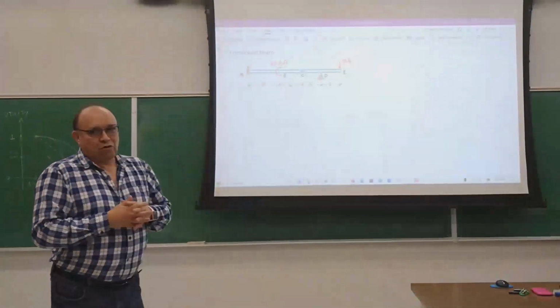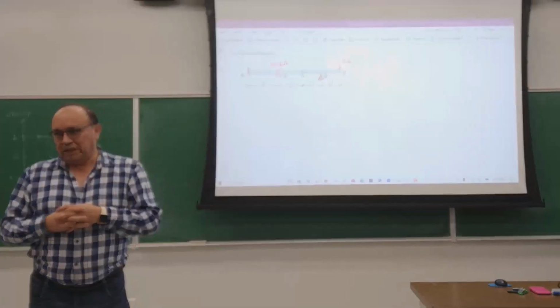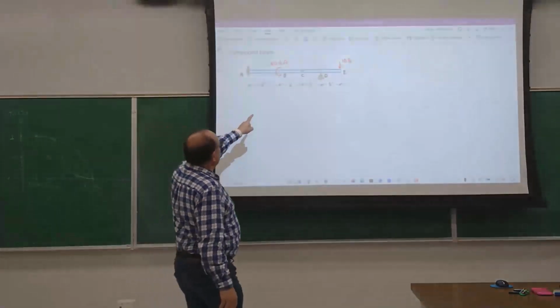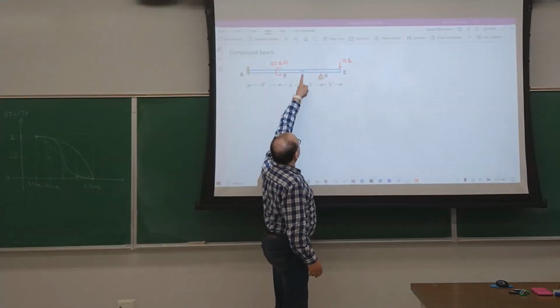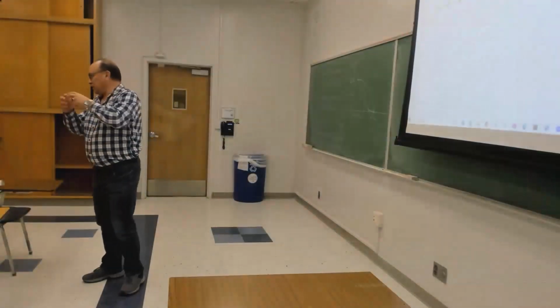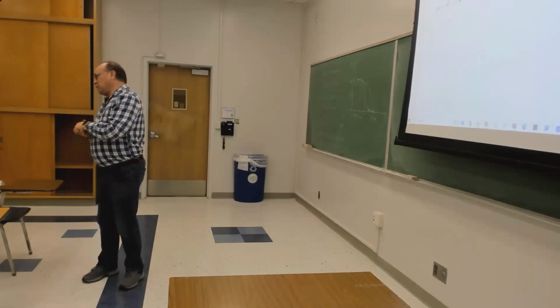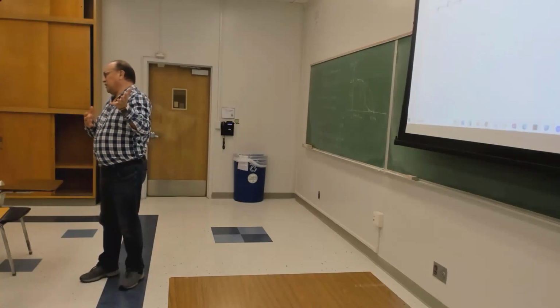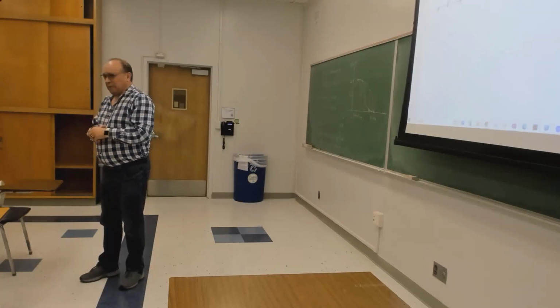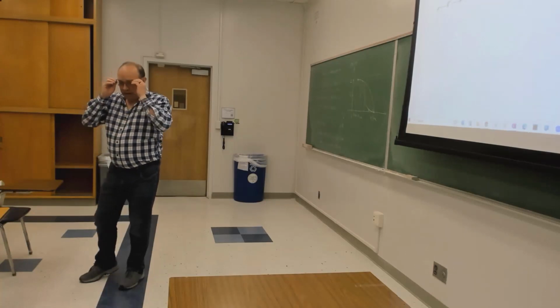A compound beam is when you get, like this one, two beams connected by a beam. That's a compound beam. You have two beams connected by a beam, right? So the only difference here is that you have to calculate the reactions, and it's not going to be as simple as before.